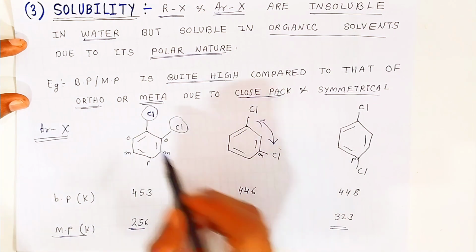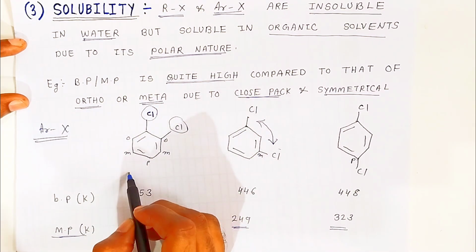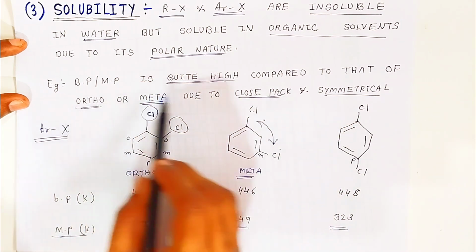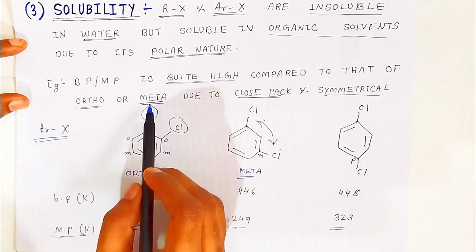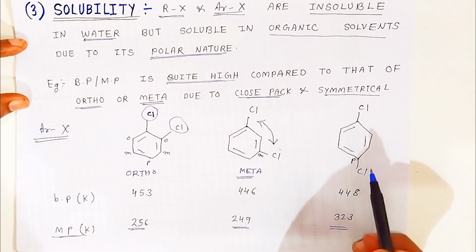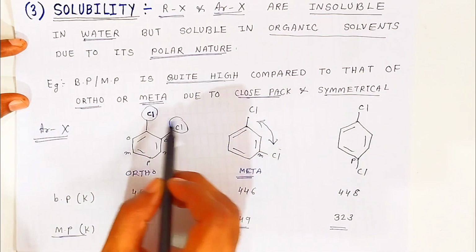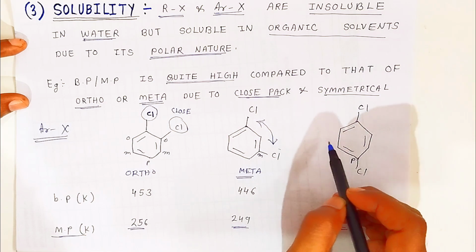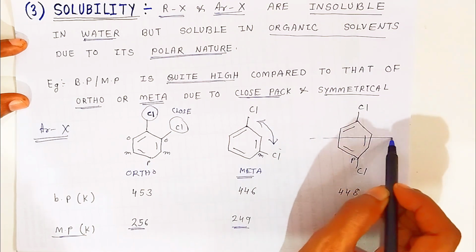This is ortho, students, and this is meta. The boiling point of para is quite high compared to that of ortho and meta due to close packing and symmetry. See here, students, they are very close to each other, that we call close packing. And here, students, it is symmetrical. Understanding? Because of the symmetry.